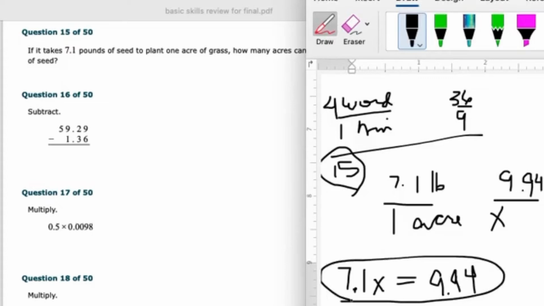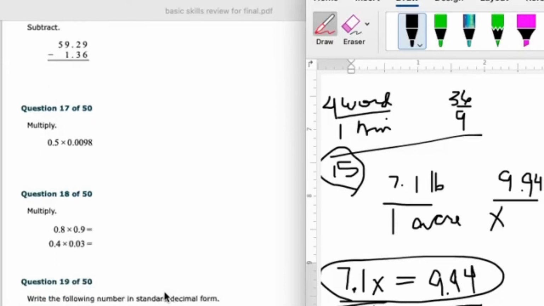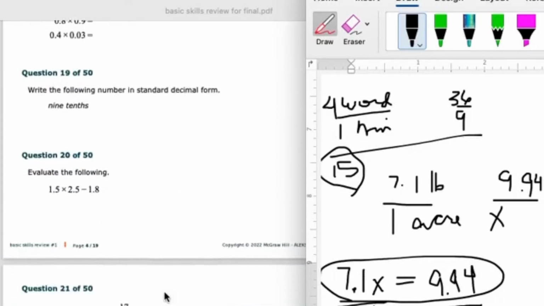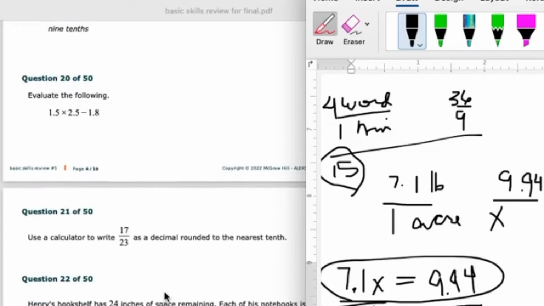What are we going to do? 9.94 divided by 7.1, and that will give us the answer. Whatever 9.94 divided by 7.1 is going to be the answer. I'm not going to do that out for you. I'm just showing you how to do these so that you can proceed.